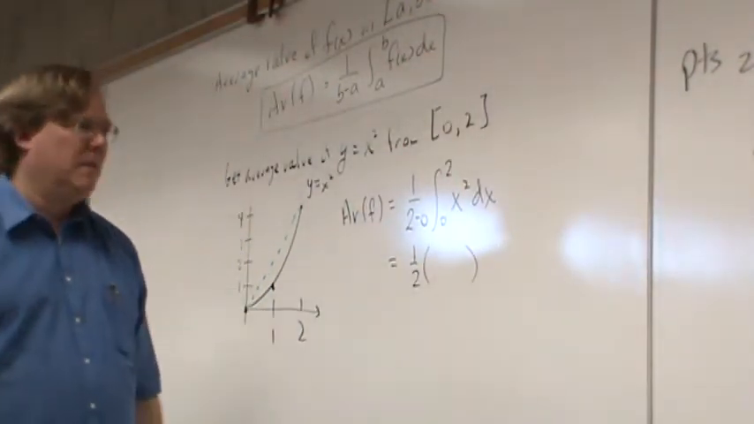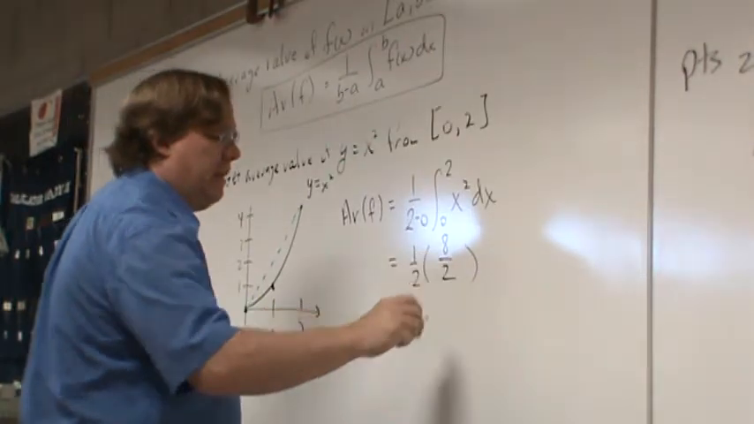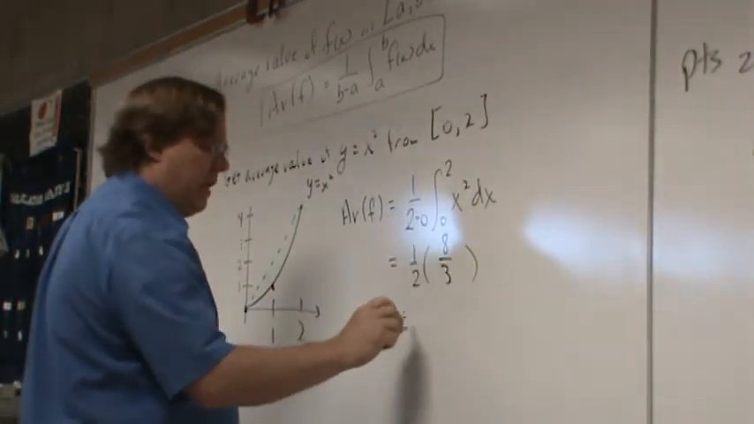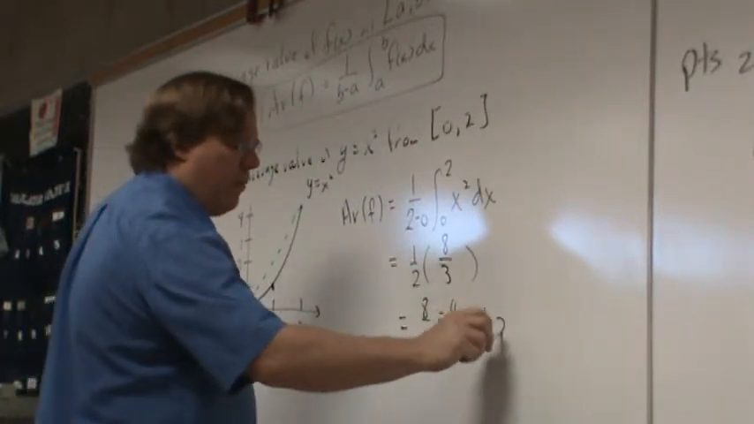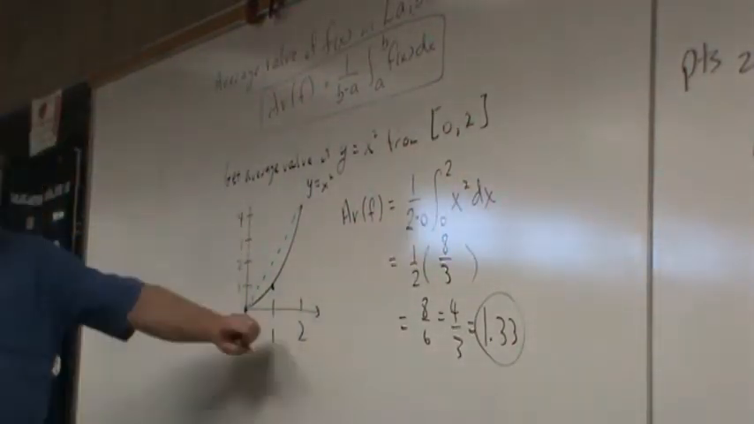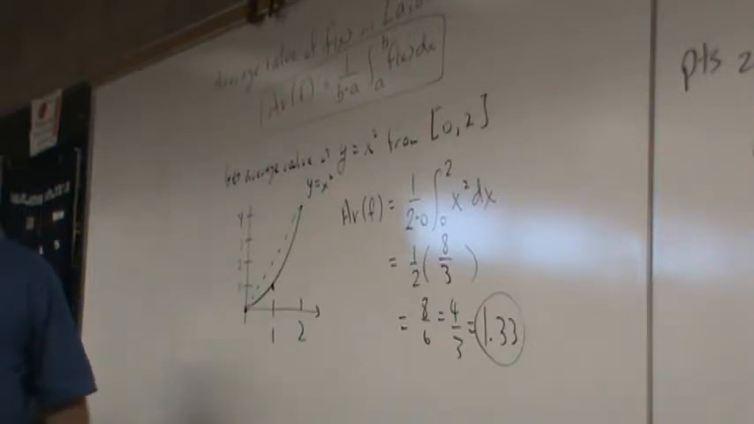Okay, you guys get that this was 2 to the 2 over 2, that is 8 thirds? So this ends up being 8/6, which is 4 thirds, which is 1.33. Anybody get 1.33? Good, so we got the result we expected. The average value is below 2, it's 1.33.